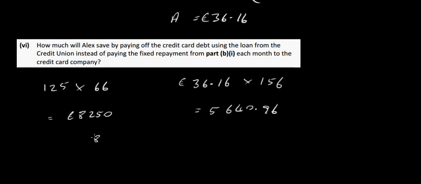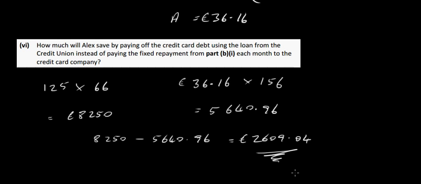So if you just subtract these two, 8,250 minus 5,640.96, there's a difference of 2,609 euros and 4 cents. So this is how much he will actually save by taking out a loan from the credit union and paying off the credit card company, and just paying back the credit union then on a weekly basis. Okay, so that was quite a long question, but that's it for question 8.